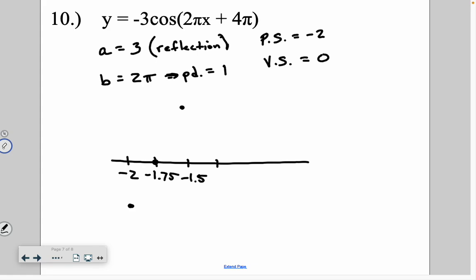Then we go another 1/4. So now we're at -1.25 radians. We're back to our midline again. Then we're at -1. Back to our minimum value. And again, so here would be one complete wave.